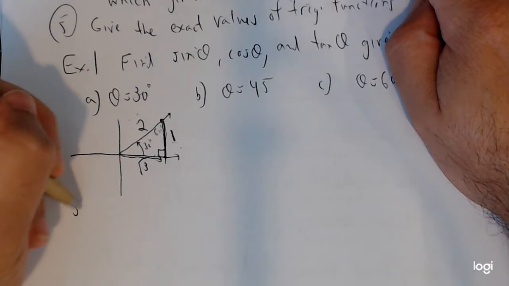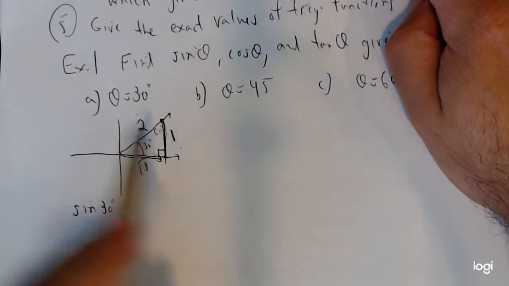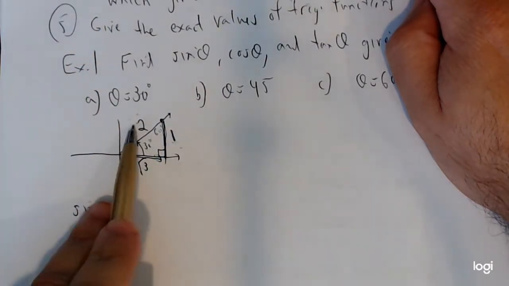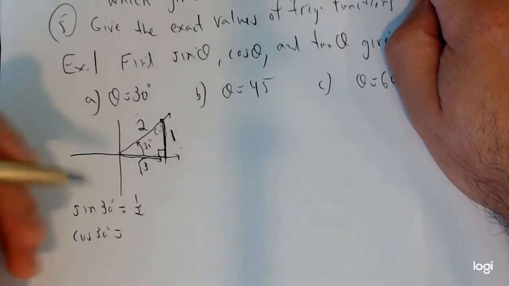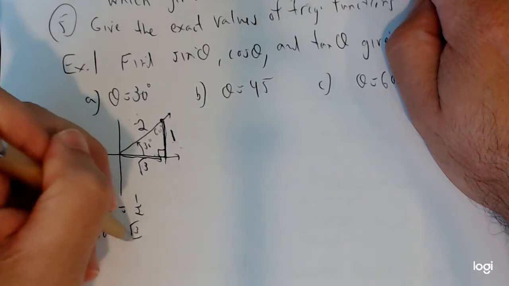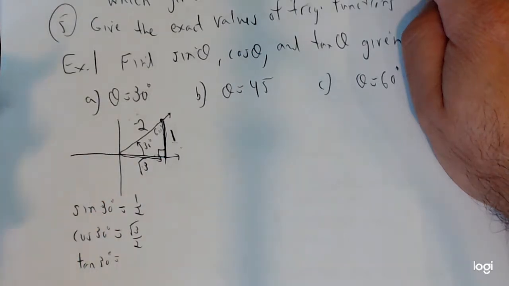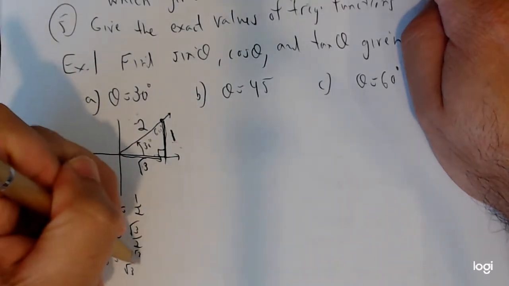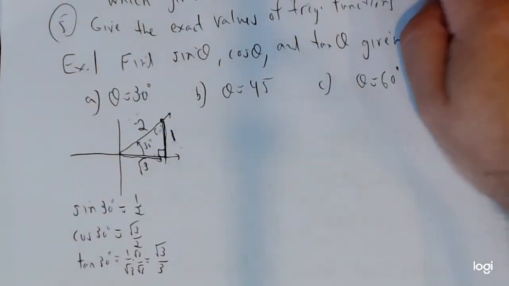So sine of 30 degrees, now notice how I'm writing the angle, because I know what the angle is. What? Y over r, which is 1/2. Cosine of 30 degrees is what? X over r, which is rad 3 over 2. And then tangent of 30 degrees is y over x, which is 1 over rad 3. And if we want to rationalize this, just multiply top and bottom by rad 3, and you get rad 3 over 3. Okay, and there you have it.